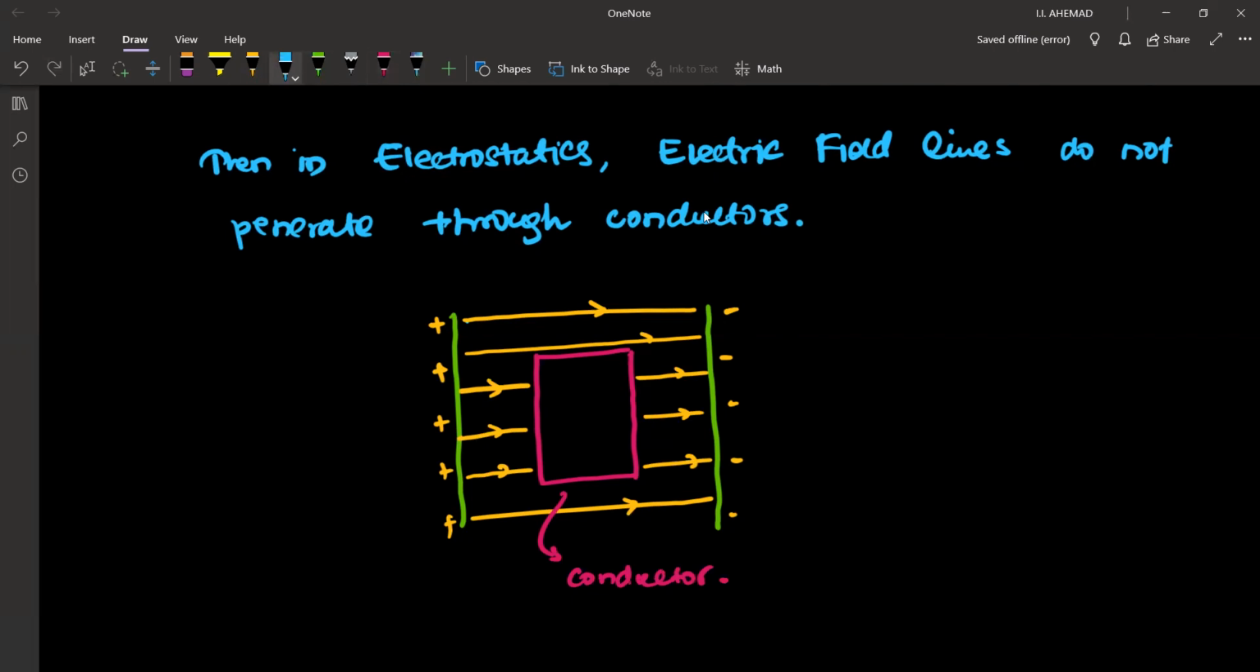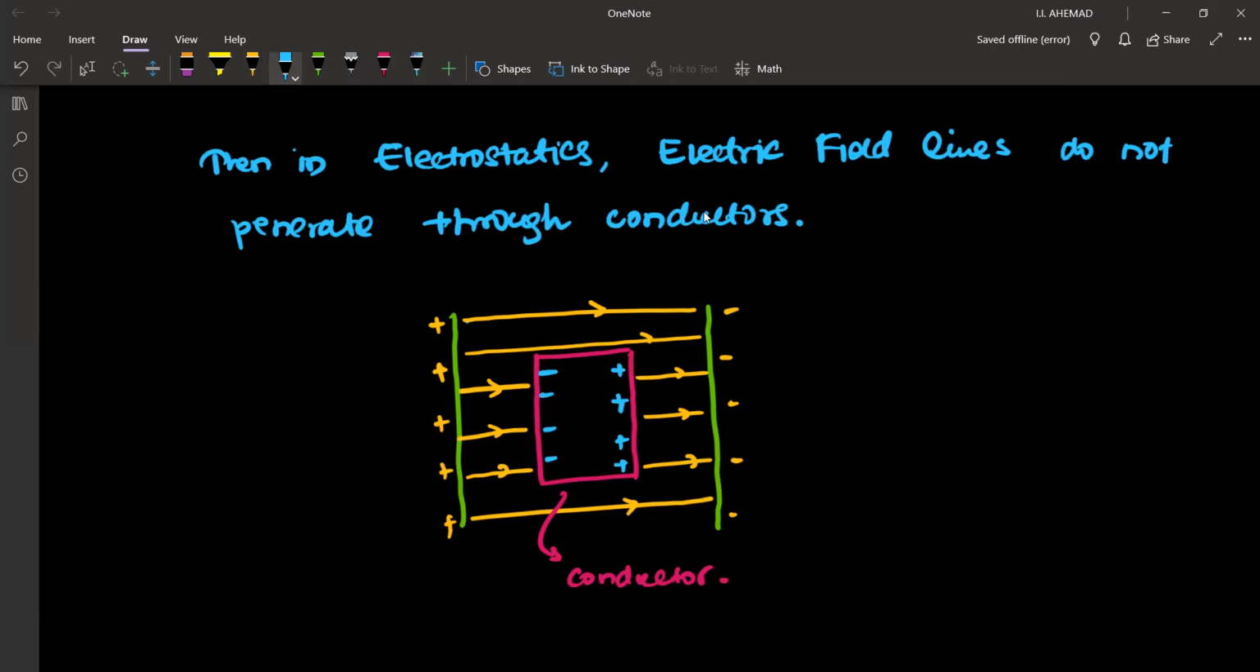Here you have positive charges. We know that a conductor is electrically neutral. That means it has an equal number of positive and negative charges. When it is placed in an electric field, they may get separated. The negative is attracted by the positive. So the negative charge accumulates on this side and the positive charge accumulates on the other side.